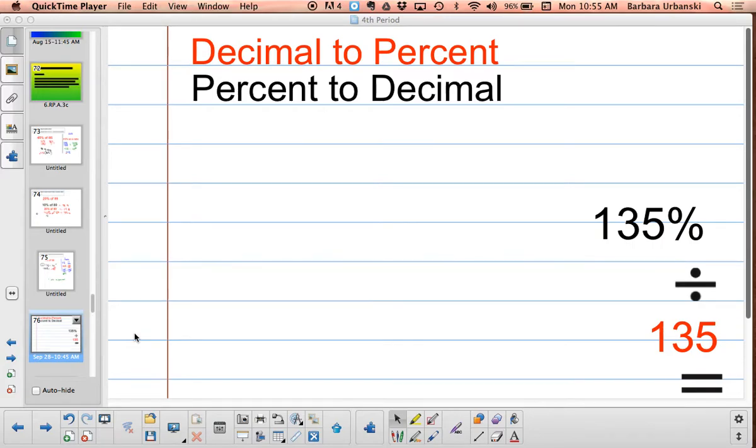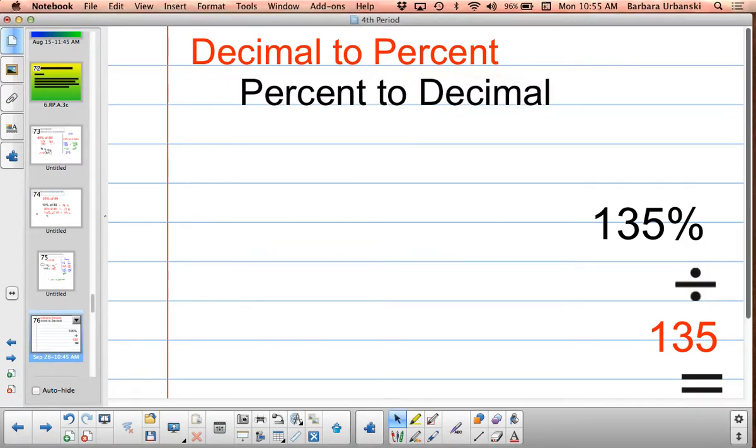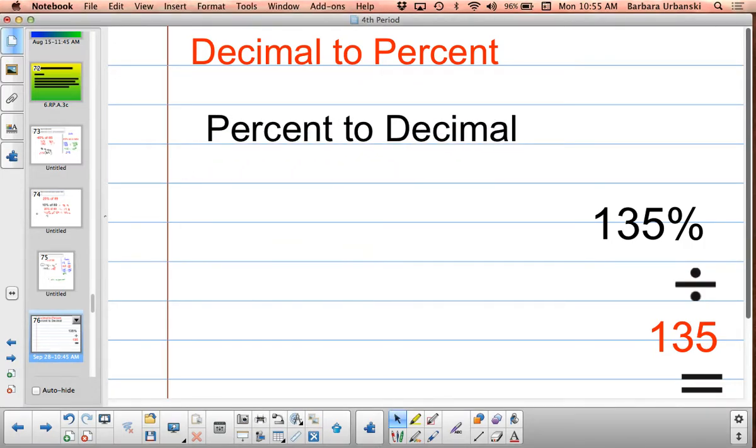Okay, today we're going to look at taking a decimal and turning it into a percent, and then take the percent and turn it into a decimal. So first, let's go ahead, and we've done this before. We're going to look at a percent to a decimal. And so we're going to take 135%. And what would we do to convert 135% to a decimal?